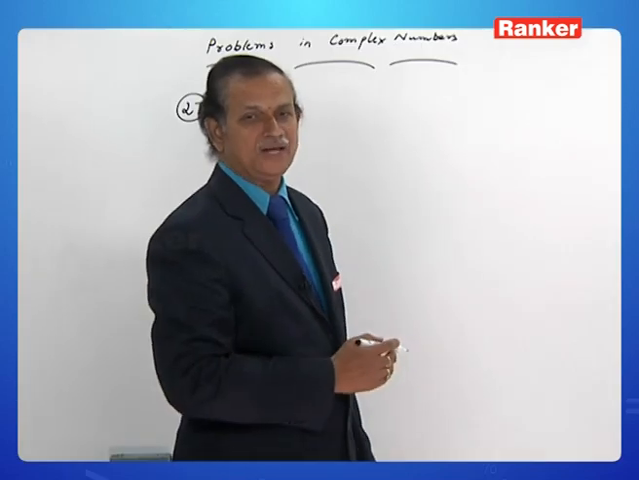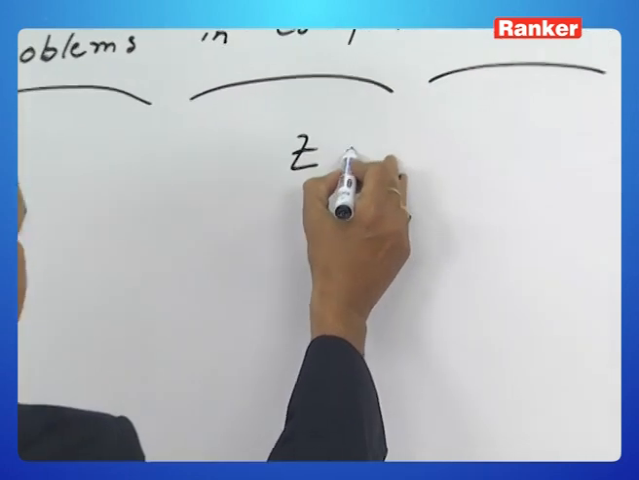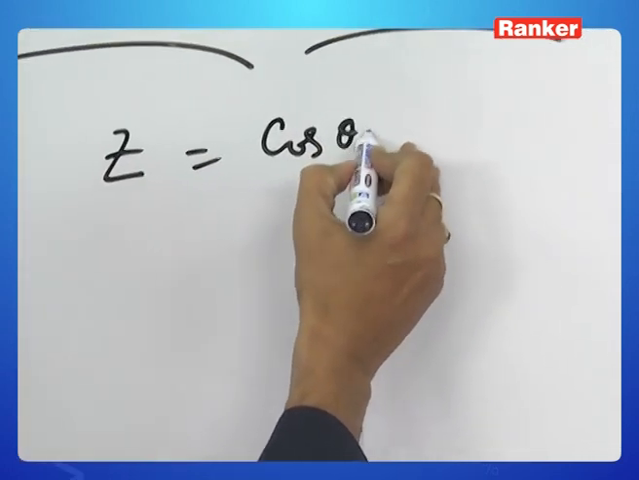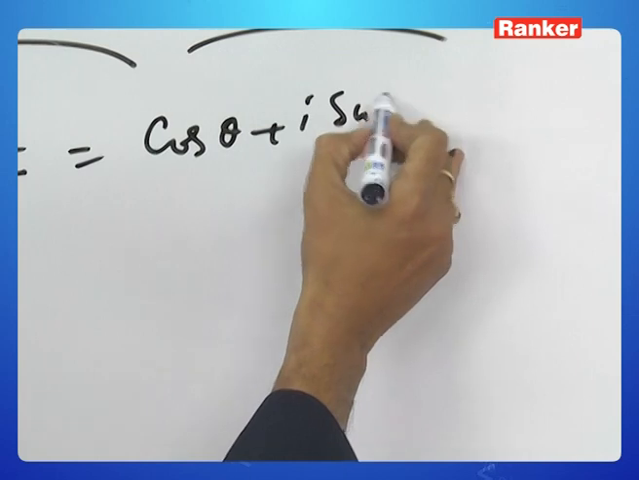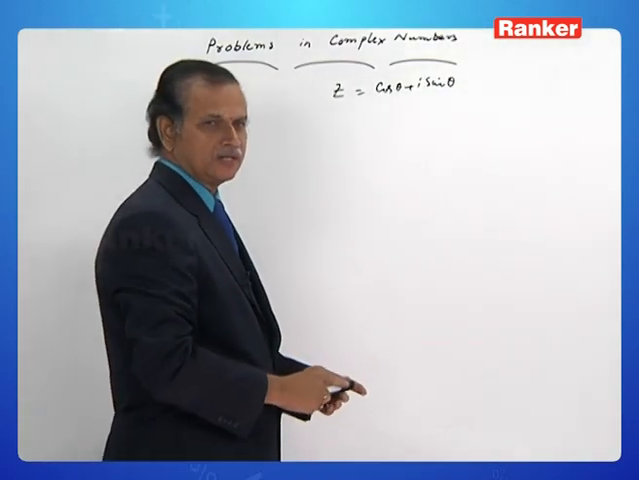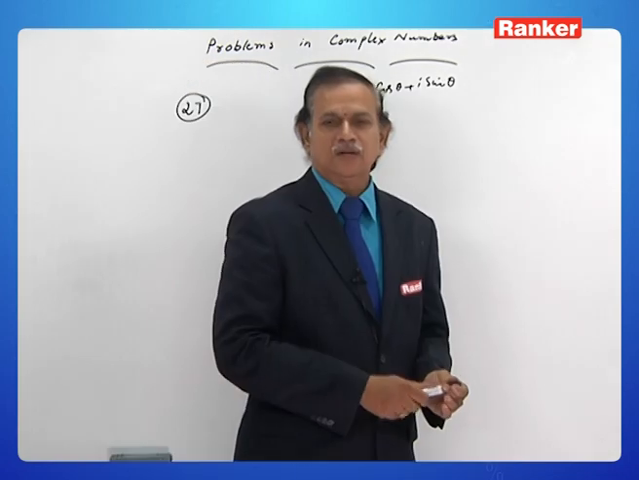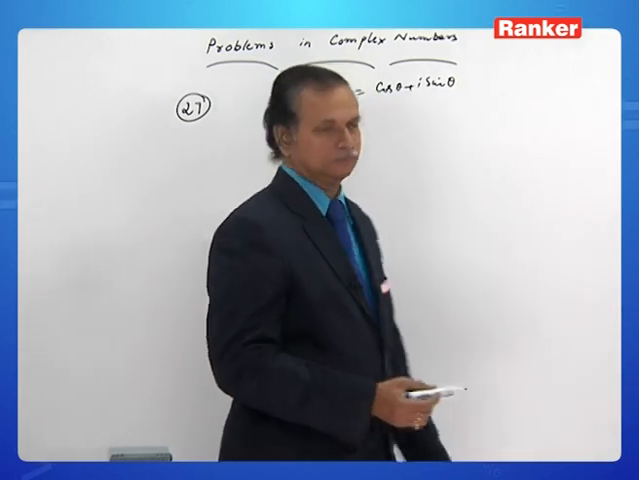What is the actual value required? Given that z is equal to cos theta plus i sin theta, we know that the real part of z is cos theta and the imaginary part of z is sin theta. What is the actual required value?